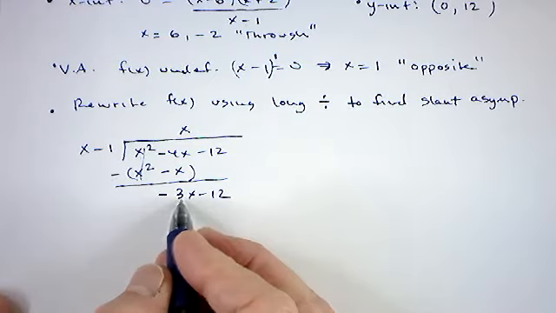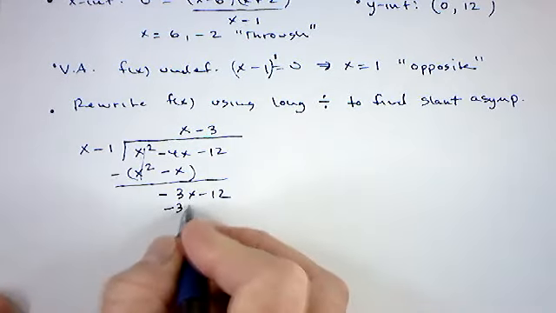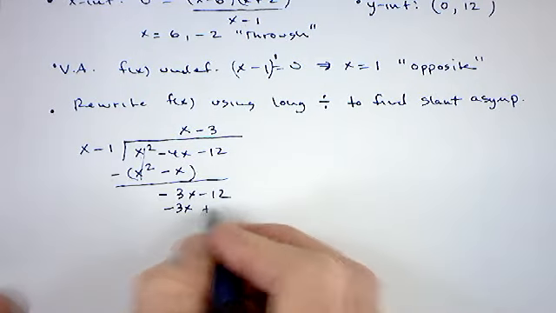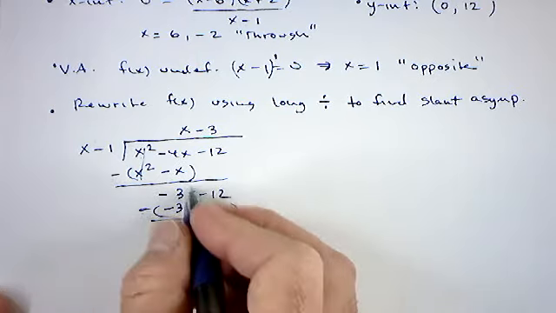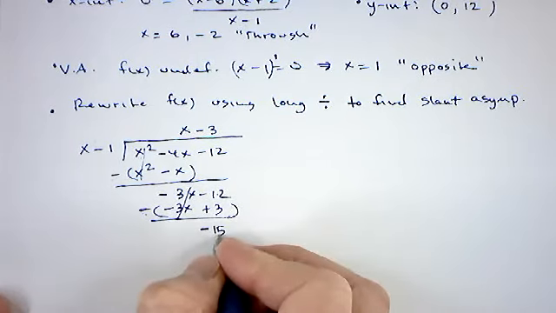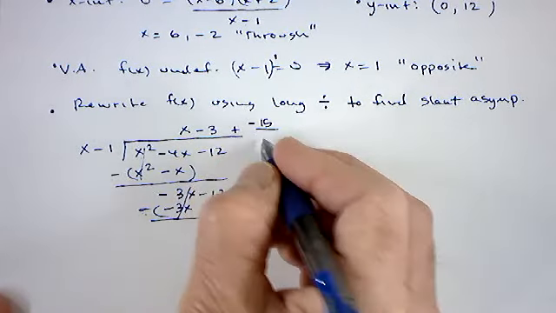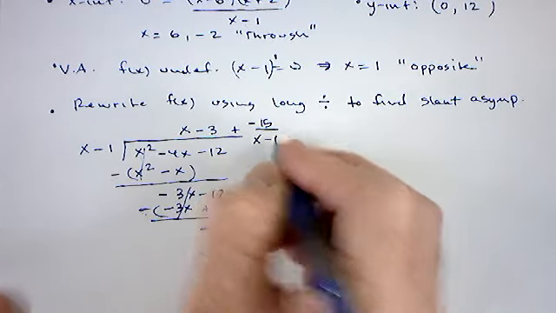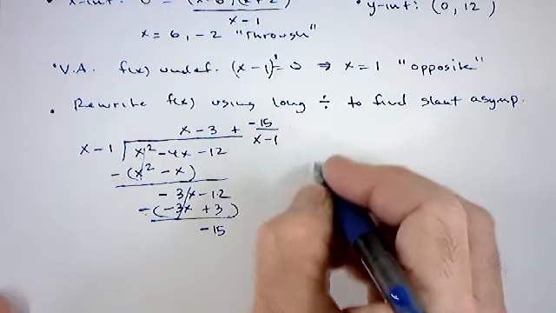Now I want to cancel this out, so I'm going to just put a minus 3 there. Minus 3x plus 3. Negative 3x minus negative cancels. Negative 12 minus 3 gives me a remainder of negative 15, which I can write as negative 15 over x minus 1. So this is the same as my original function, just written in a different form.